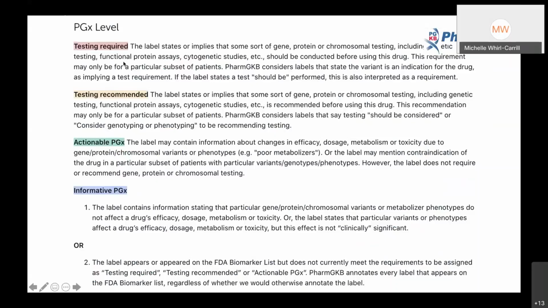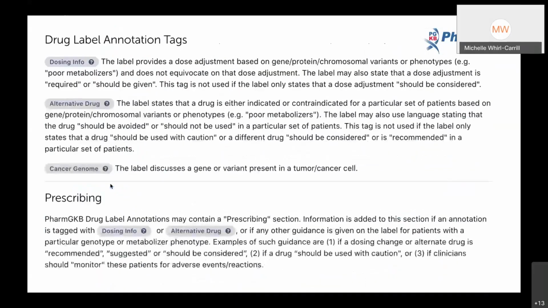So PharmGKB came up with these labels. These were conceived of at PharmGKB and defined at PharmGKB. So I want to be clear, these aren't FDA approved categories. We have this information on our website if you want to read in more detail what the criteria is for each of these levels. But the point is, we assign each label that we read one of those levels.